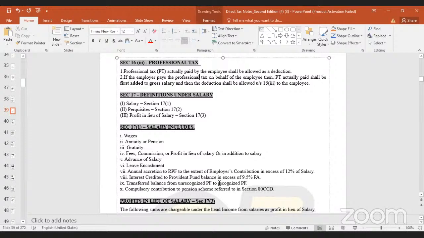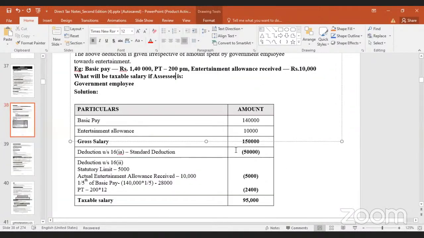Hope it's done. So we'll solve the question. This question has got all three deductions: 16(1)(a), 16(2), and deduction under section 16(3) as well. Next one. Able to see this question? I'm assuming that.